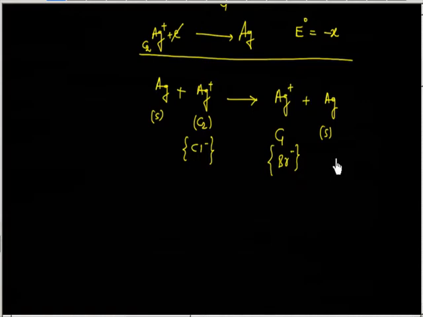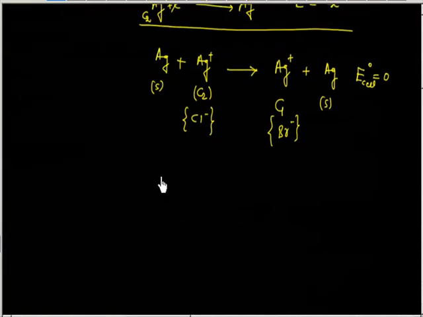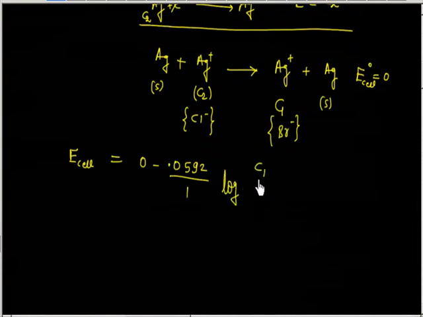Now E degree cell is basically 0 in this case, because no oxidation, no reduction, both are 0. X and minus X will add up to 0. So now I can write E cell under non-standard conditions as E degree minus 0.0592 divided by n, the number of electrons, which is 1, times log of C1 divided by C2. Are you getting it? So we can calculate C1, C2 easily.